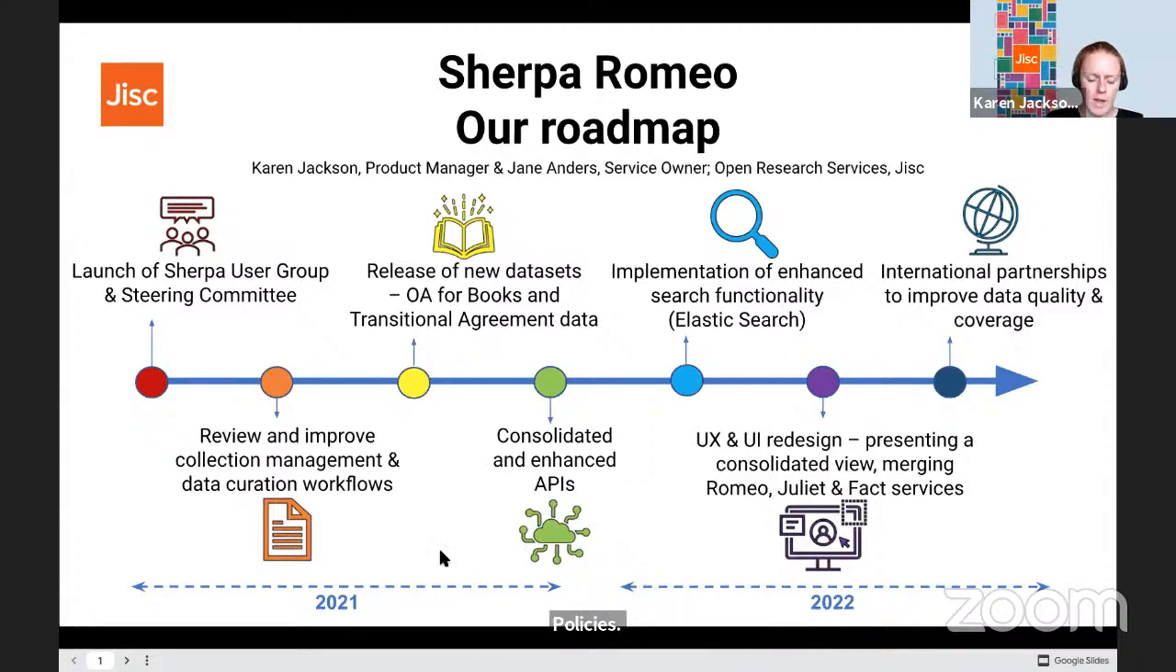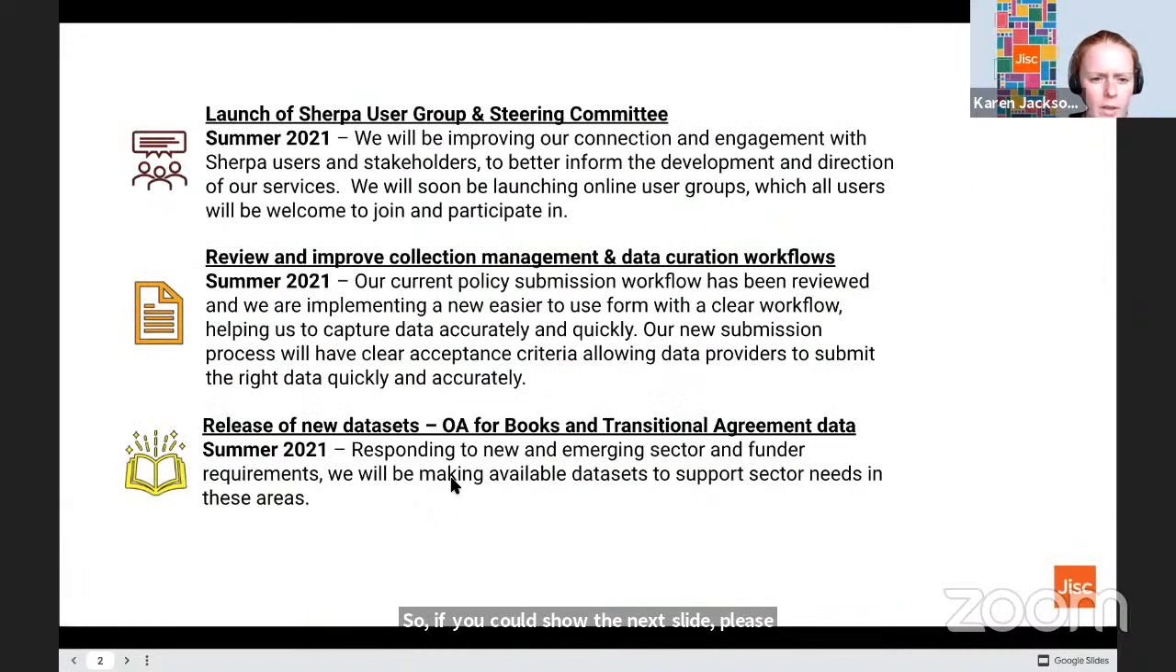A little bit further ahead into next year, we are working on enhancements to our search functionality and user interface, with plans to bring together all of the Sherpa services into one place and one much easier to use and easier to access service. So if you could show the next slide, please.